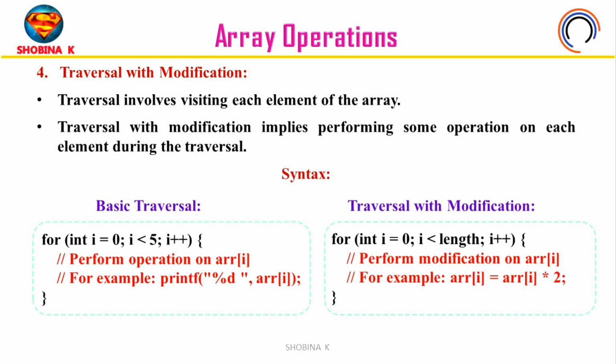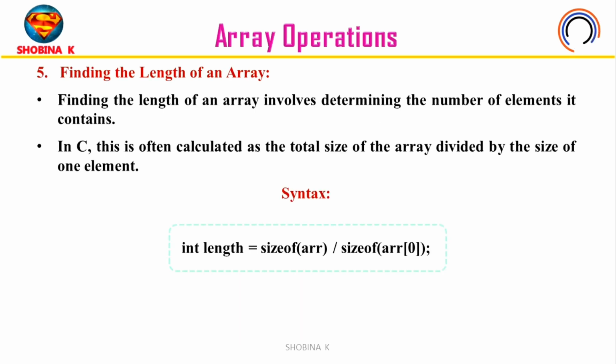And the next operation is finding the length of the array. Finding the length of an array involves determining the number of elements it contains. To find the length of the array, you divide the total size of the array by the size of one element. And this is the syntax. sizeof(arr) returns the total size in bytes occupied by the array arr. This includes all elements of the array. sizeof(arr[0]) returns the size in bytes of a single element in the array.